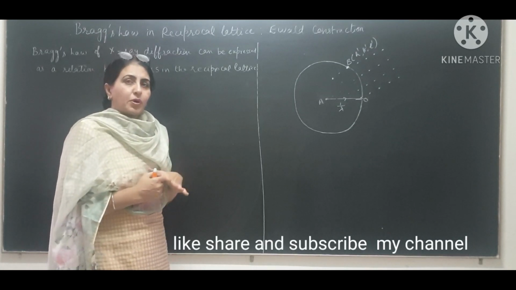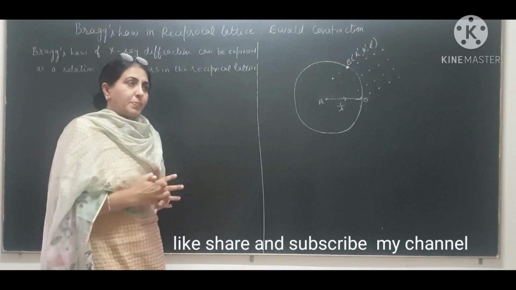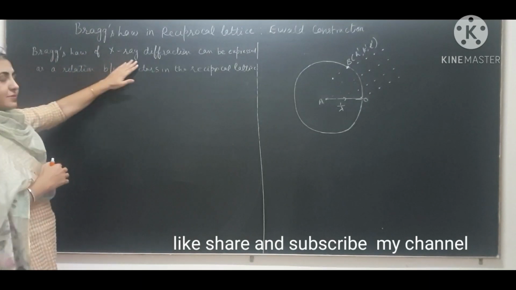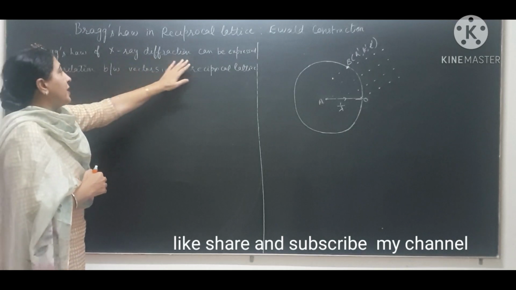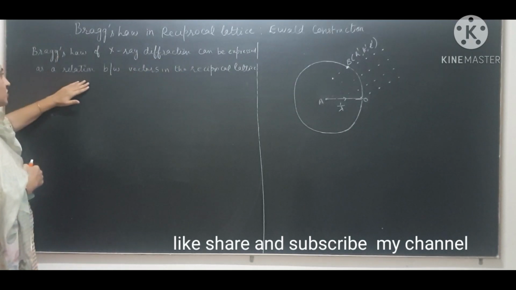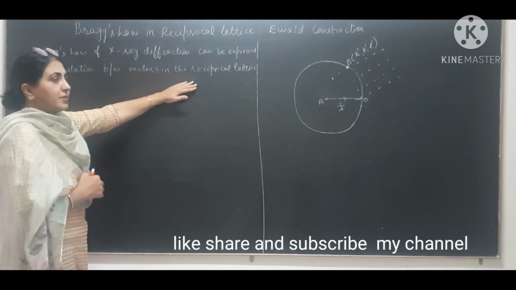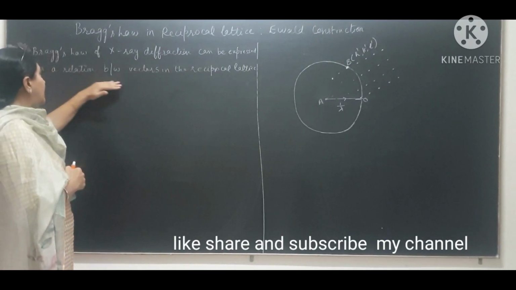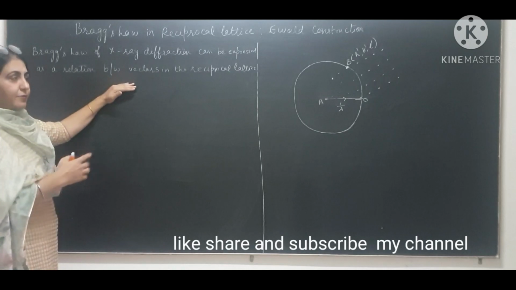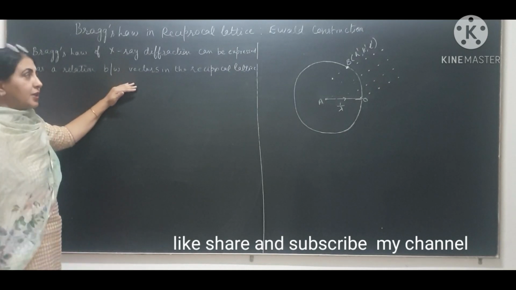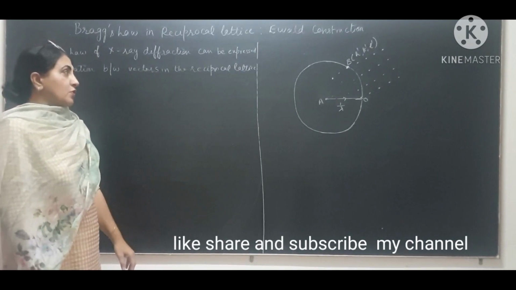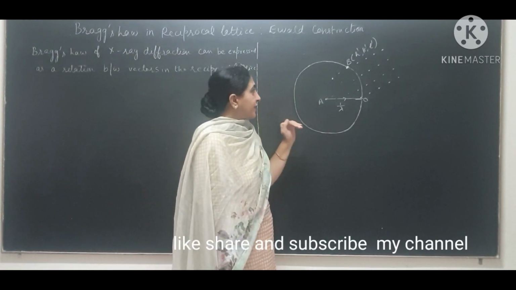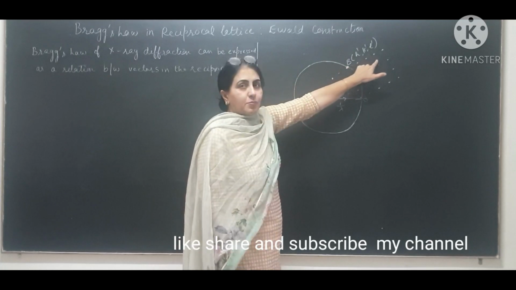So this is a very important topic. So let us start this topic. So we know that the Bragg's law of X-ray diffraction can be expressed as a relation between vectors in the reciprocal lattice. How these can be explained in the form of vectors, that we explain at the end of this topic.